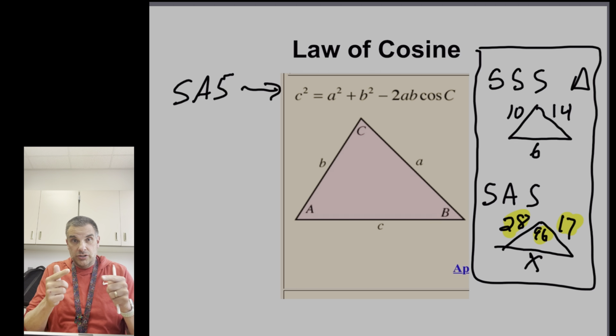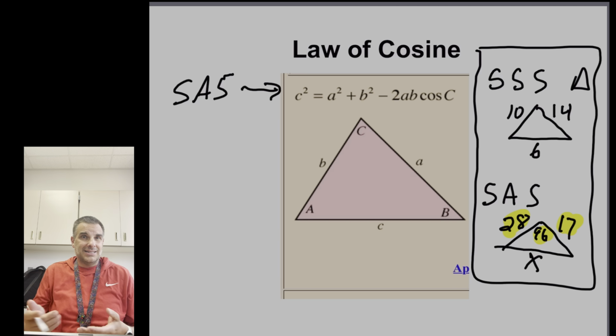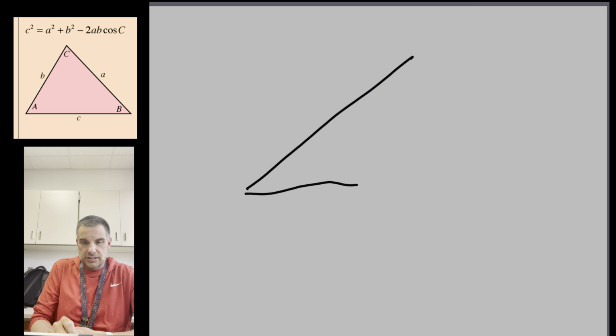Get hung up on what you're trying to find and what you are given, and the fact that this is only going to work when we've got side-angle-side going on. So kind of keep that in mind as we're looking at the problems. Again, this is what we're going to use when we have side-angle-side going on. So let's look at an example of a triangle where we would use this.